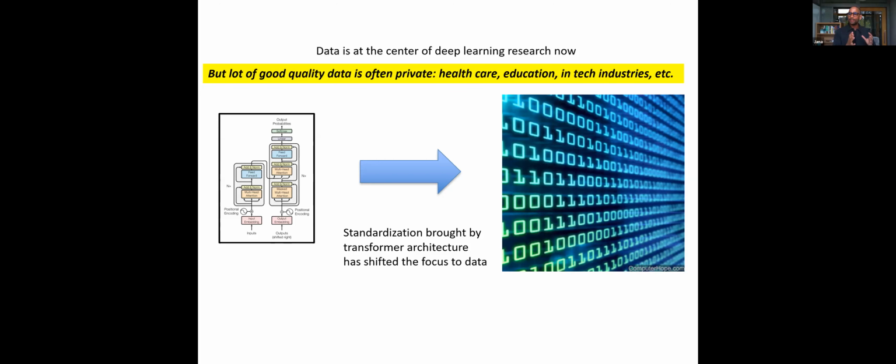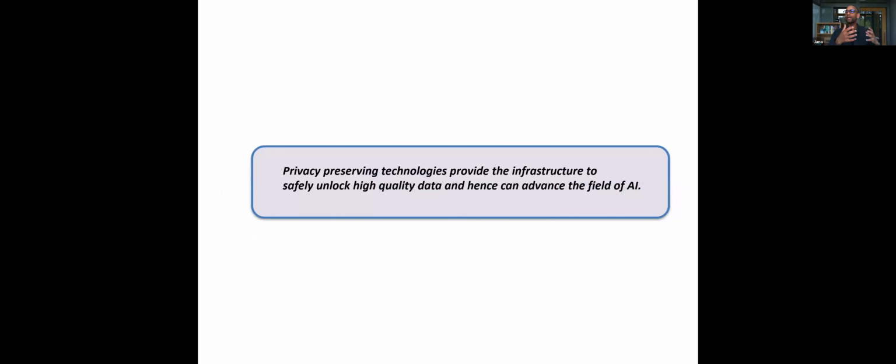So there is an opportunity here, and also there is an importance of privacy preserving technologies to really bring the value of the data to deep learning. And that's the premise of my talk.